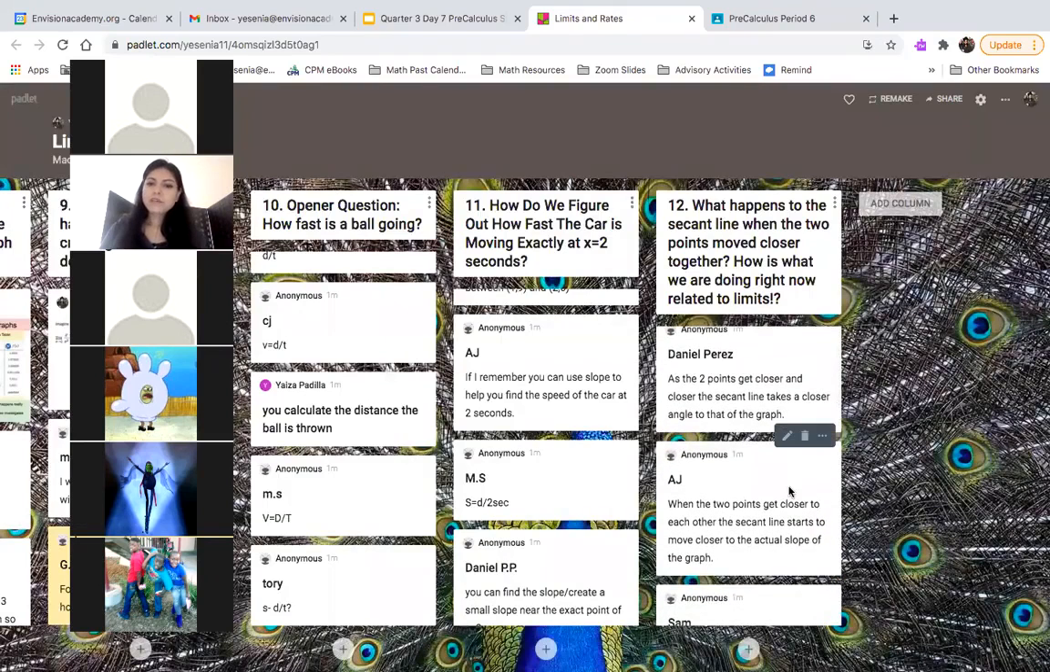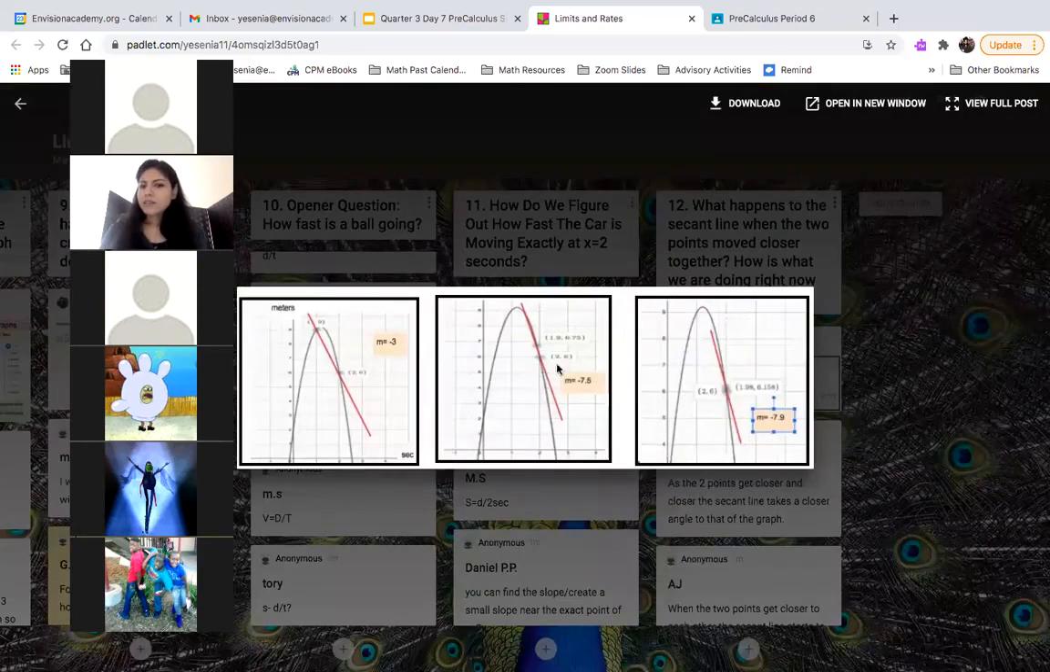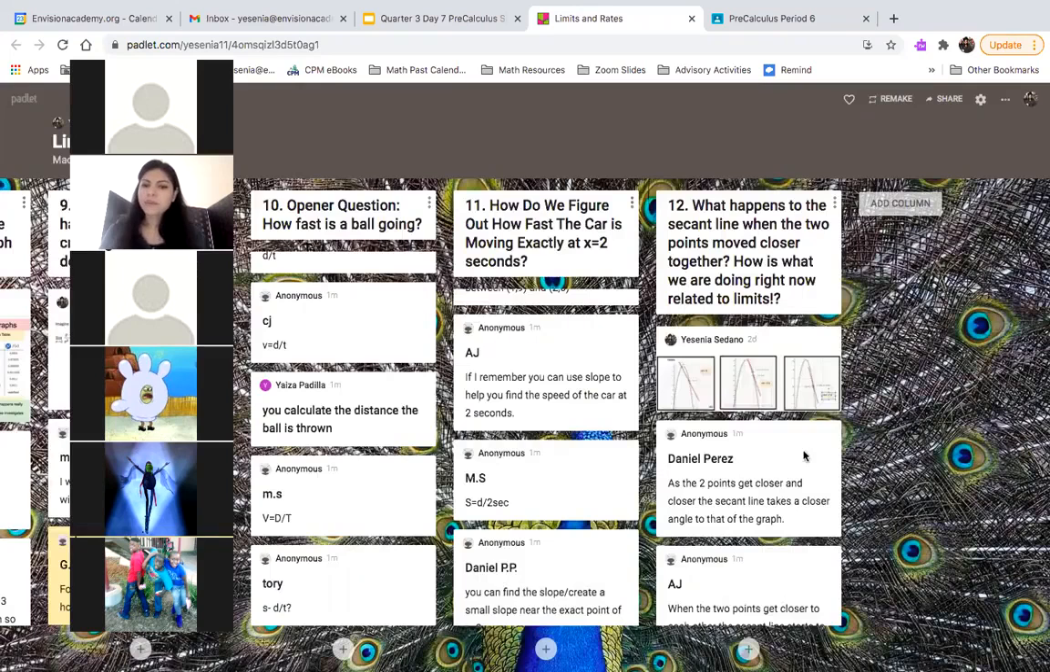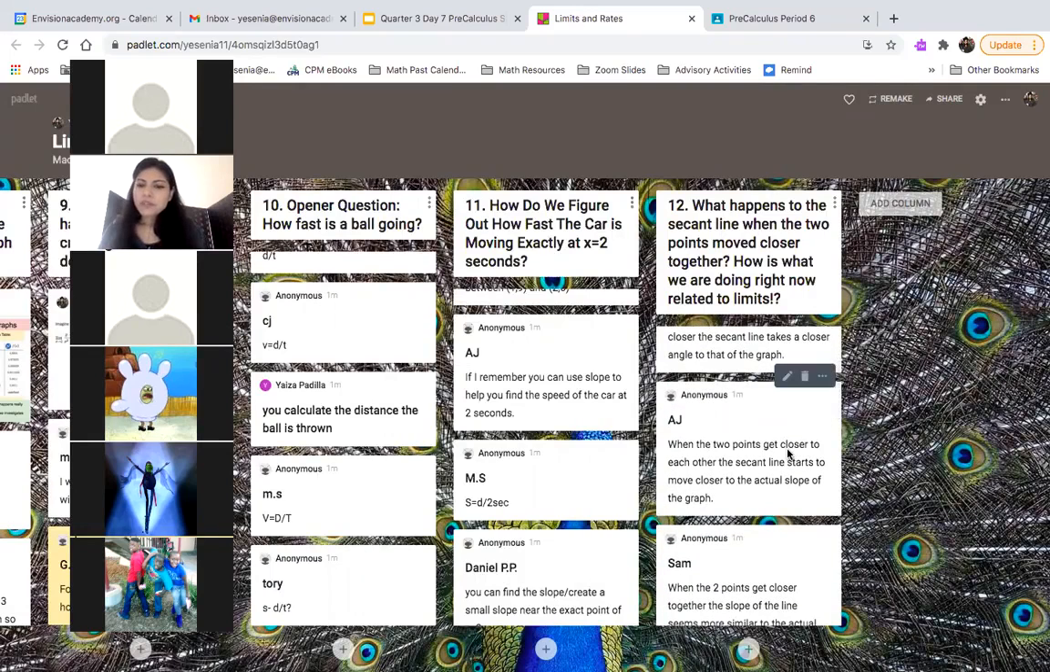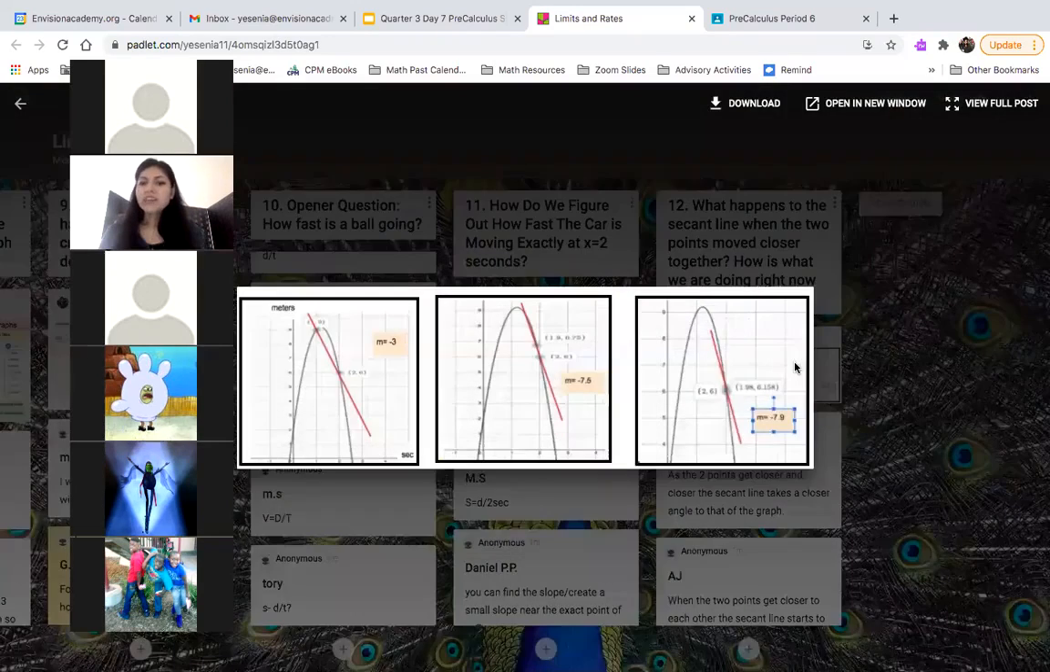As the 2 points are getting closer and closer, the secant line takes a closer angle to that of the graph. So it gets more angled, I could see that happening. When the 2 points get closer and closer, the secant line starts to move closer to the actual slope of the graph. Wow, that's really cool. Yeah, that is actually very powerful. I love that one. That is exactly what we're doing.